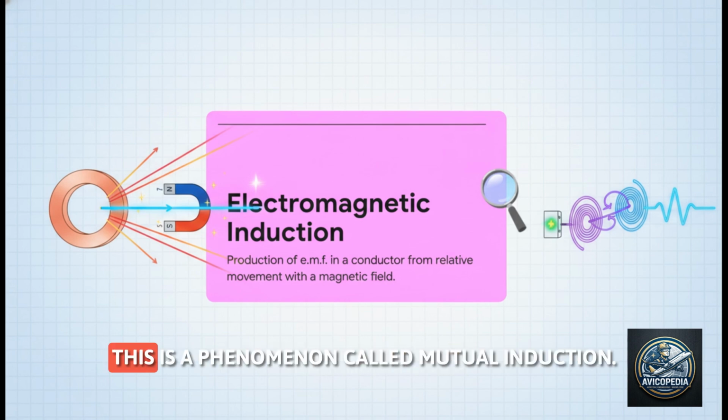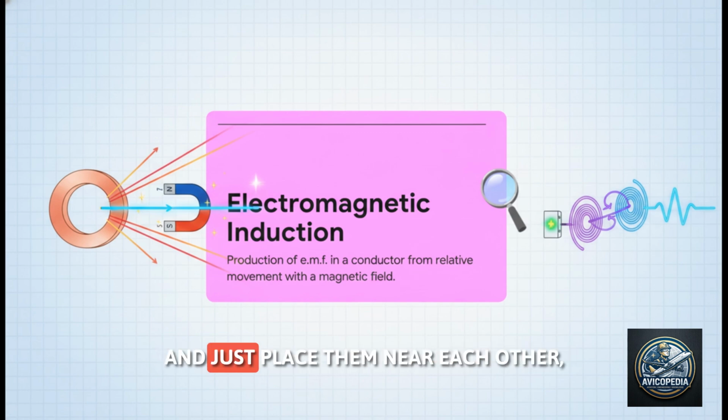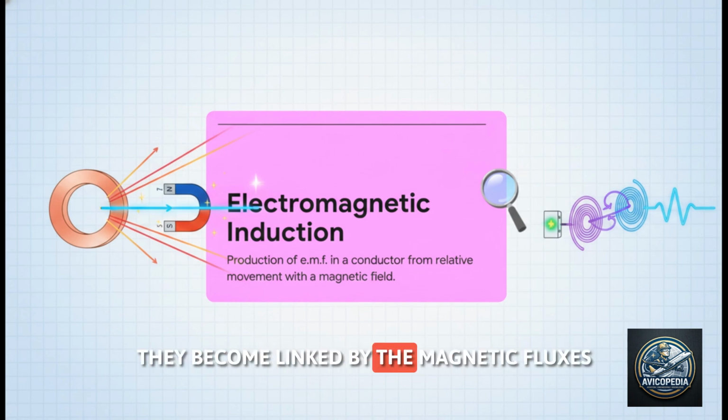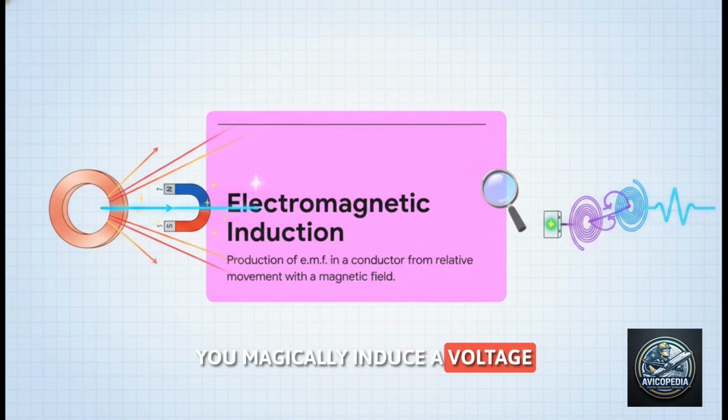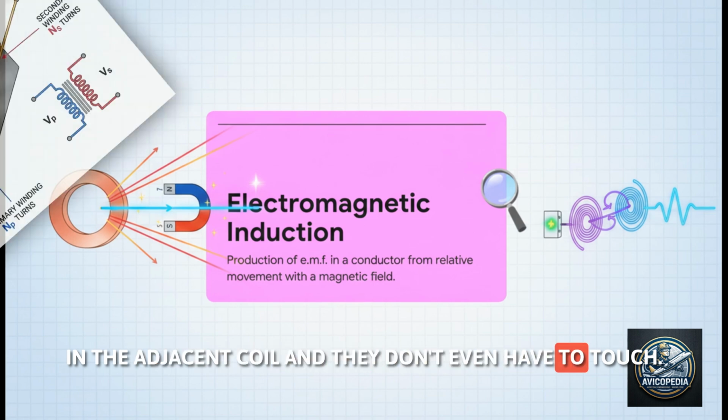But what's really wild about this is a phenomenon called mutual induction. If you take two current-carrying coils and just place them near each other, they become linked by the magnetic fluxes they're producing. So if you change the current in one, you magically induce a voltage in the adjacent coil, and they don't even have to touch.